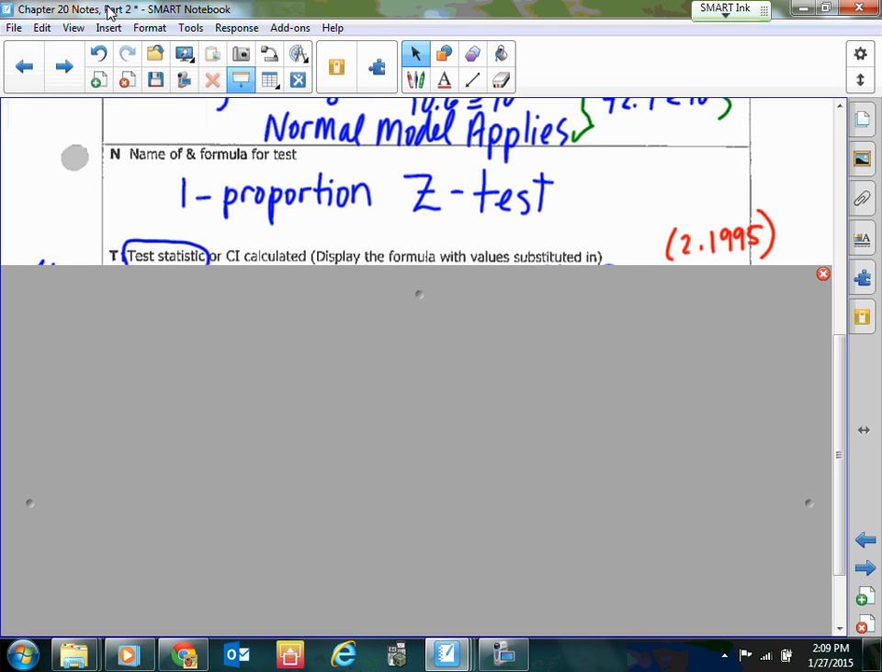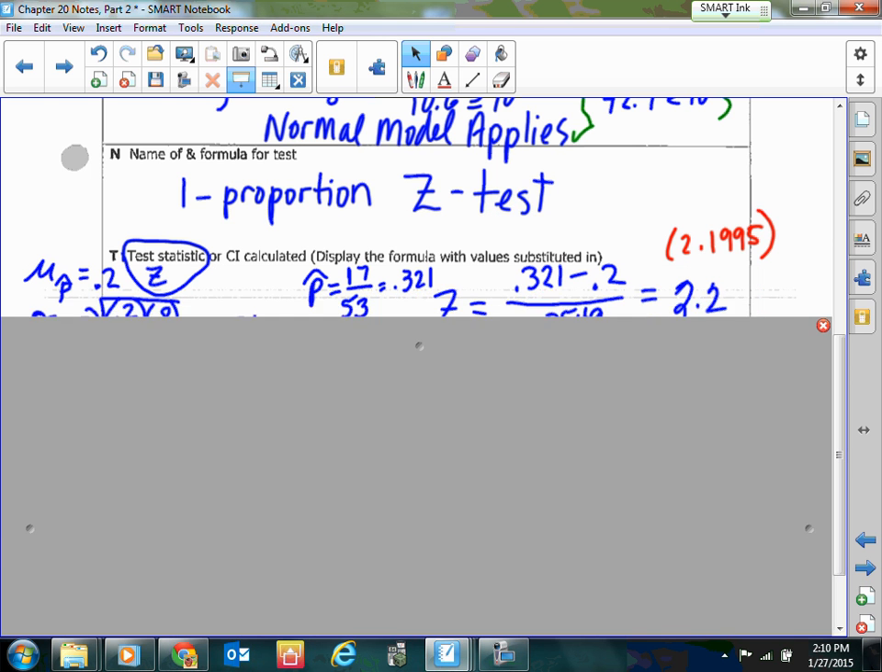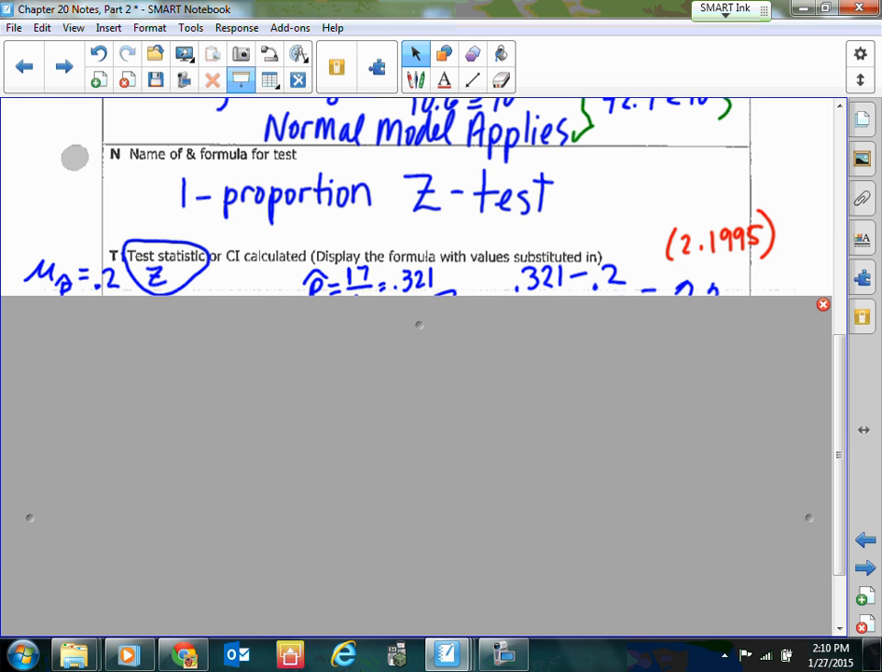What do we need to calculate a z-score? Mean. Good. What would the mean of this sampling distribution be? Good. It's your population claim. Okay, that's what you're comparing something to. So the mean of this proportion samples should be 0.2. Okay, so your claim is always that mean. That's what you're comparing your sample against.